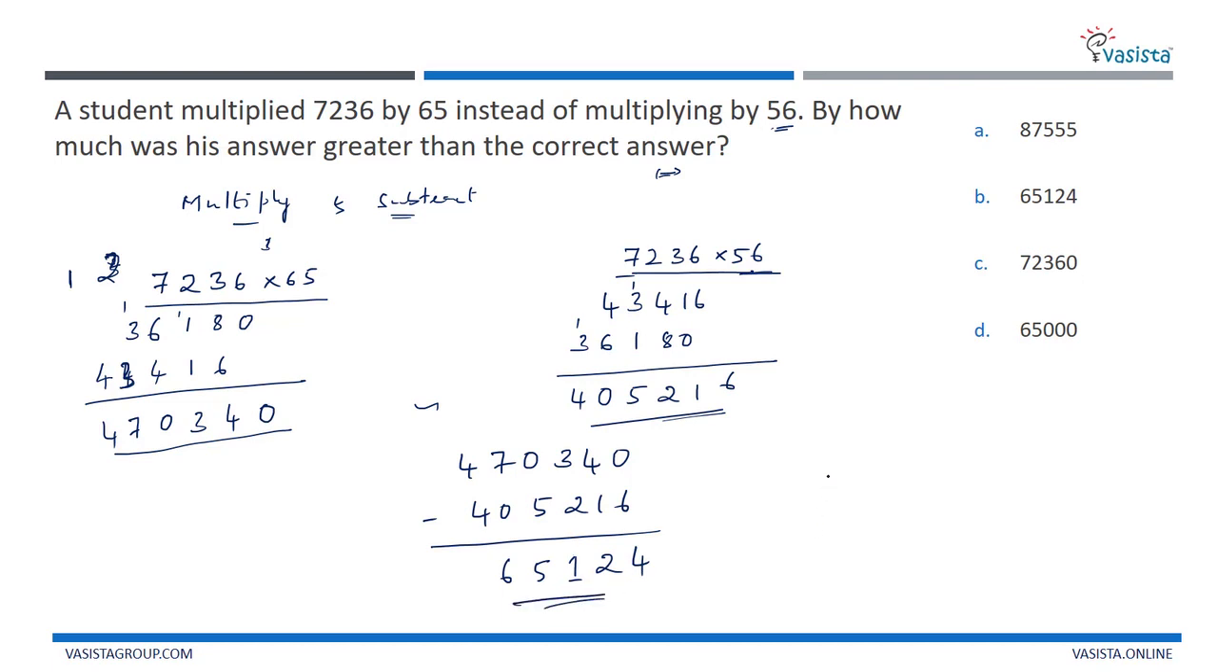The answer is 65,124. So the answer here is B. Hope you understood, right? Fine.